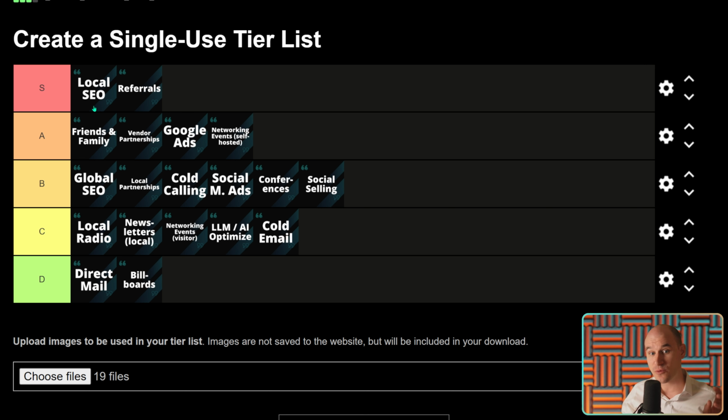One more final thing. One of the things that puts local SEO in S is how quick it is to actually achieve this, because you build it once and it will keep running for years, which is very, very nice. But many of the things here will get enhanced by your local SEO. That makes this a must-have. Because let's say, vendor partnerships, right? What are they going to do?